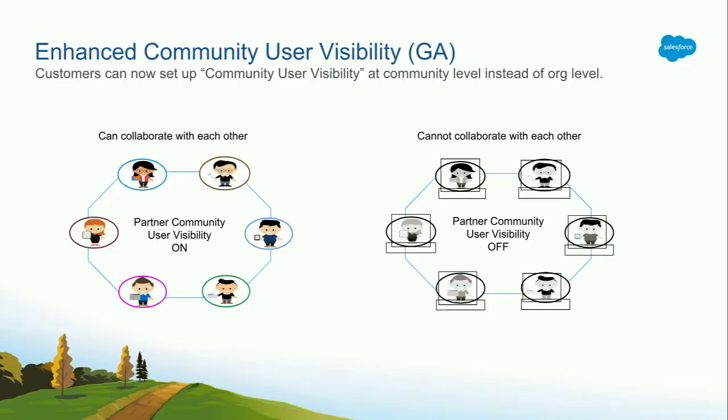Okay. The other feature that we are coming up is the community user visibility. This is the GA. We did the pilot last time. What it allows you to do is a finer control on your community. So if you have several communities within your org, you can switch the user visibility per community. So typical cases in partner communities, you probably don't want to expose users who are engaged within that community for many reasons. So there is a way to do it now.